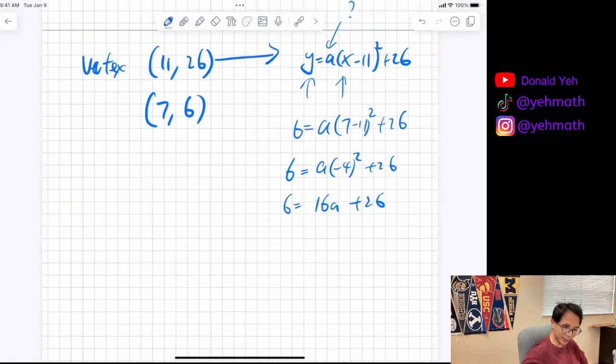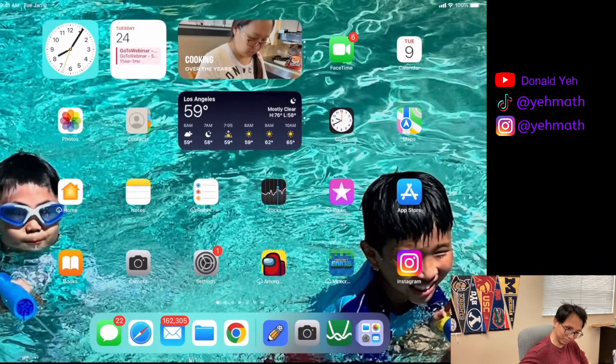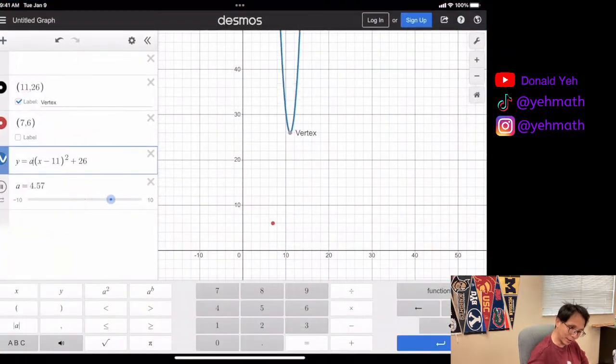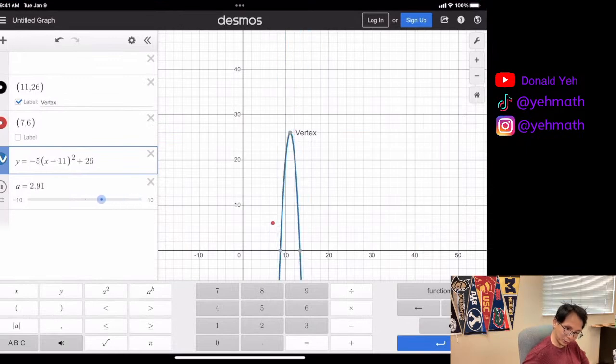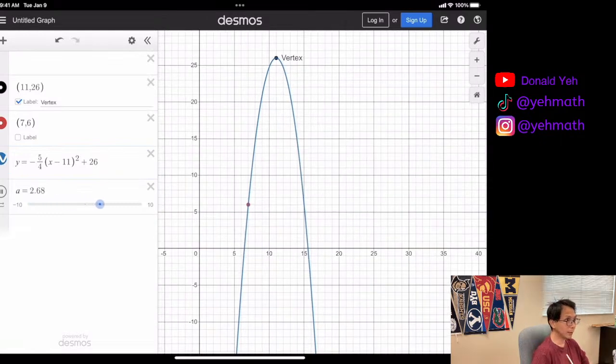I'm going to subtract the 26 over. So that's going to be -20 equal to 16a. So a equals -20 over 16, which is -4 over 3. Wait, hold on a second. -5 over 4. Austin was about to say something. Right? Yeah. -5 over 4. Negative 5 over 4. Do you see that? It's down to perfection where you can actually predict two points.